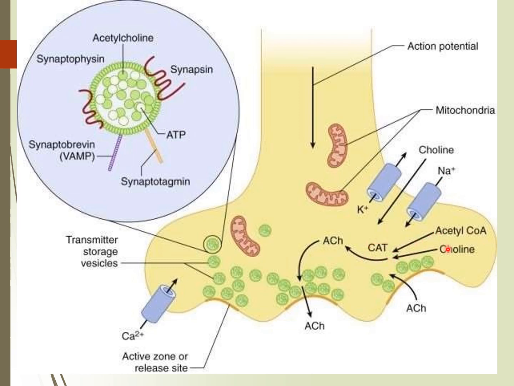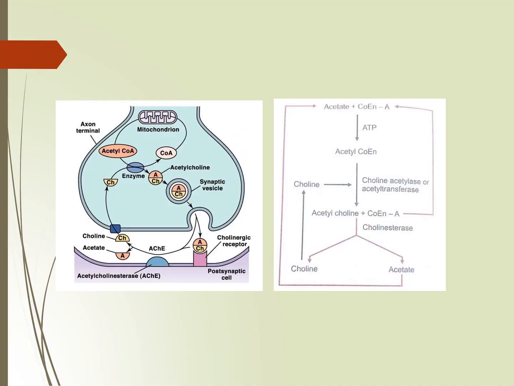So how is ACh formed? By means of choline and acetyl-CoA, when combined with the enzyme choline acetyltransferase, it will form acetylcholine. Okay, so we will see the synthesis, storage and release of acetylcholine. This is the picture showing the synthesis, storage and release of acetylcholine.